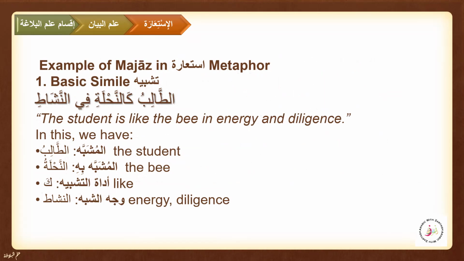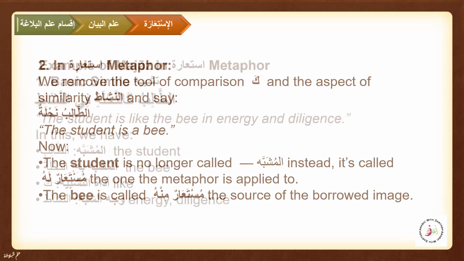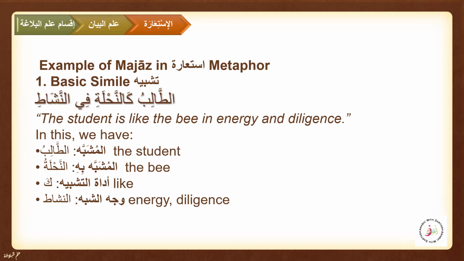So now when we turn this into a metaphor, that is isti'ara, we are going to remove everything except the thing being compared to, that's the image. So instead of saying الطالب كالنحلة في النشاط, the student is like a bee, we are going to say الطالب نحلة, the student is a bee. To make it an isti'ara, we start by removing the adat al-tashbih, and that is الطالب النحلة. The student is a bee.